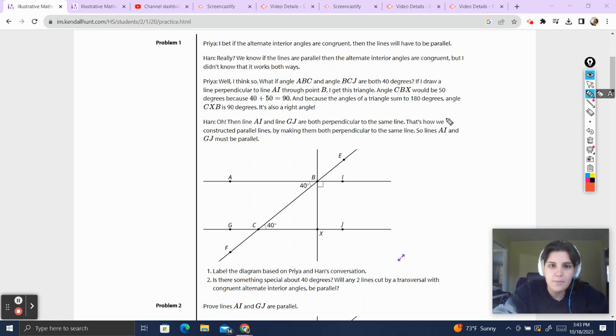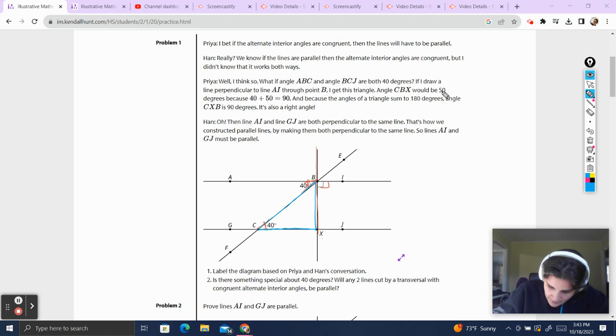If angle ABC and angle BCJ are both 40 degrees, so we're going to look at the figure. ABC is 40 degrees. BCJ is 40 degrees. If I draw a line perpendicular to line AI, right here, through point B, I get this triangle. Okay, so the triangle Priya is talking about right now is this triangle right here.